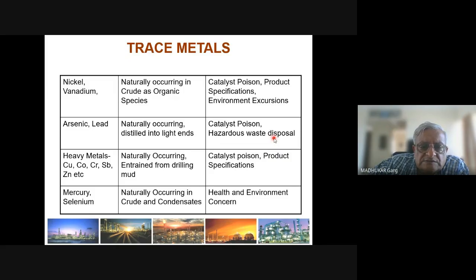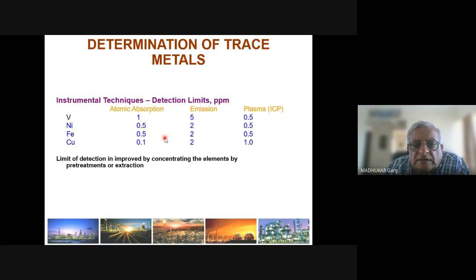Then coming on to the metals, the ones which produce ash when you burn crude oil. Generally all crude oils would have at least three metals: nickel, vanadium, and iron. But you can have other metals also like arsenic, lead, and depending upon the crude source, you could have even heavy metals like copper, cobalt, chromium, strontium, but these are rare. Mostly, if they are there, they might come from the drilling mud. And then mercury and selenium.